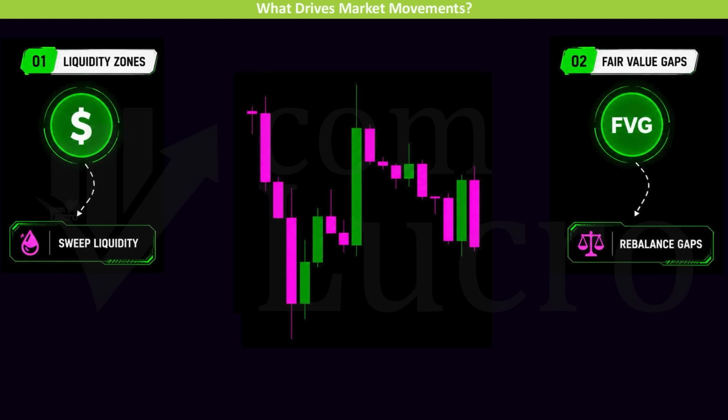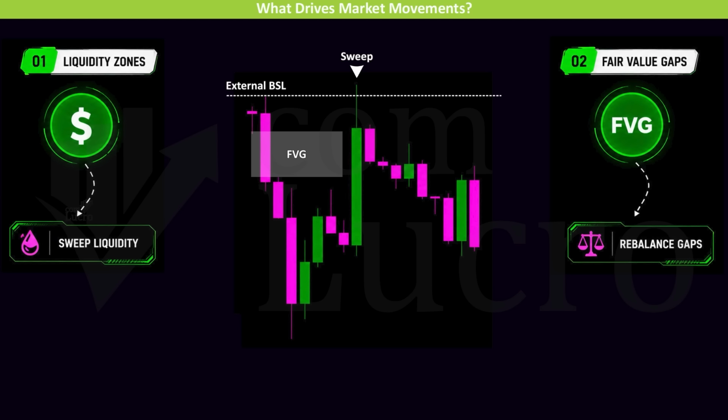The second force is the fair value gaps. The market repeatedly shows a natural tendency to return, fill, and rebalance the inefficiencies left behind. If you look at this example, you can see that price made a sharp drop with clear inefficiency, leaving a fair value gap. After that move, price retraced upward, filled the gap, and continued to push higher to clear external liquidity. Once that external liquidity was taken, price reversed again and filled the most recent fair value gap. This cycle highlights the core behavior of the market, where price aims to sweep liquidity and rebalance gaps. Now let us move forward and explore how to identify fair value gaps from the candlestick perspective on the chart.